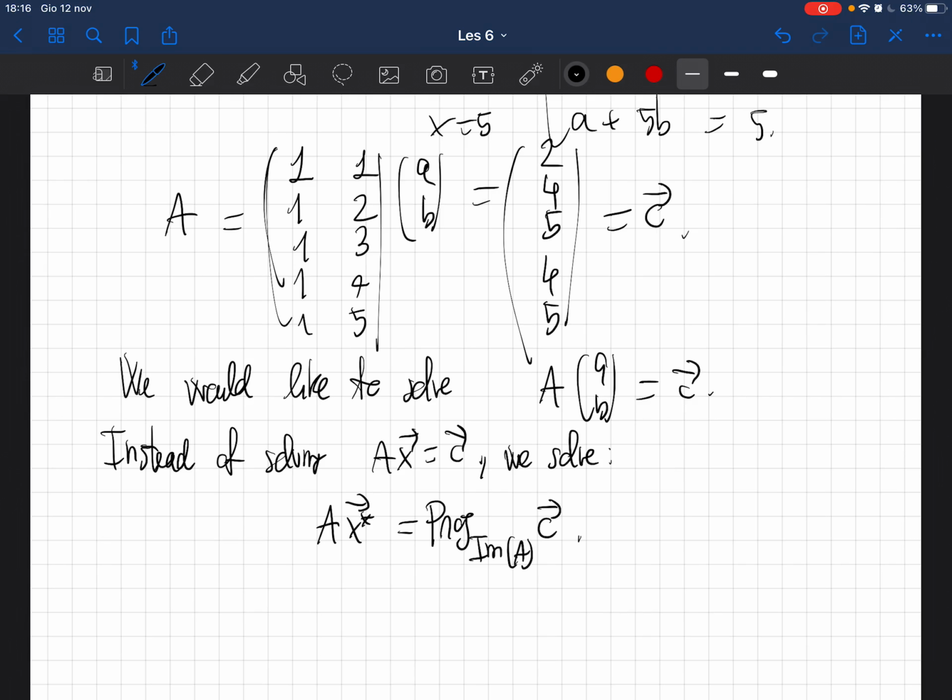Now this has a solution for sure. Why? Because by definition this lives in the image. So you will be able to find some solution to this.